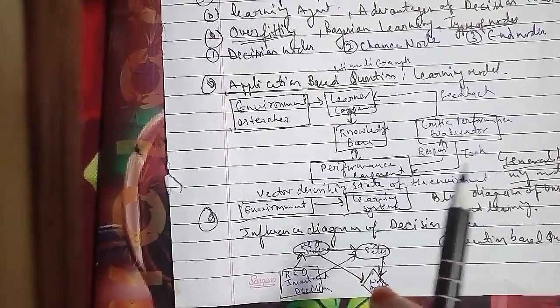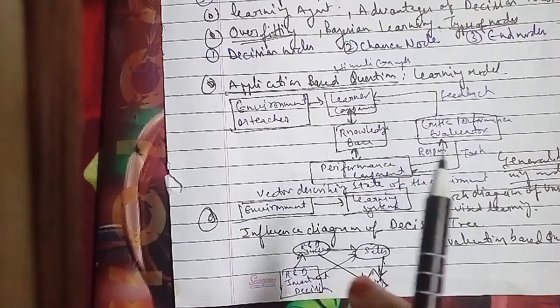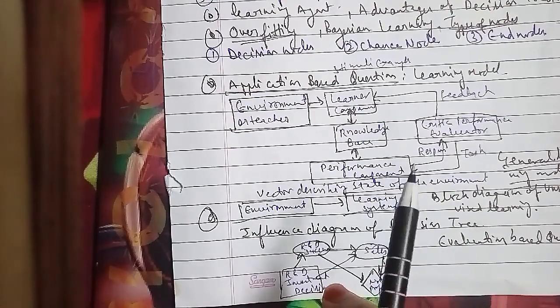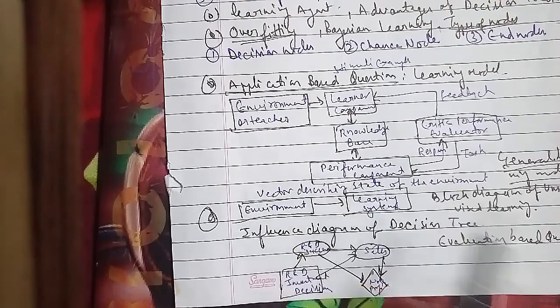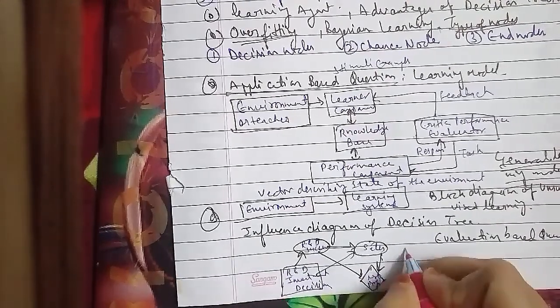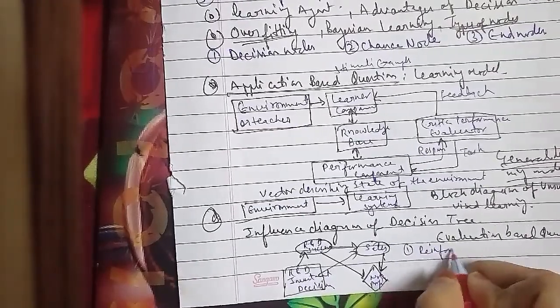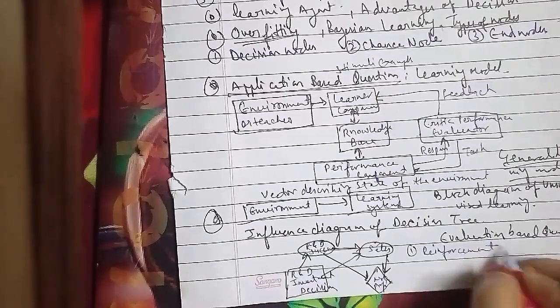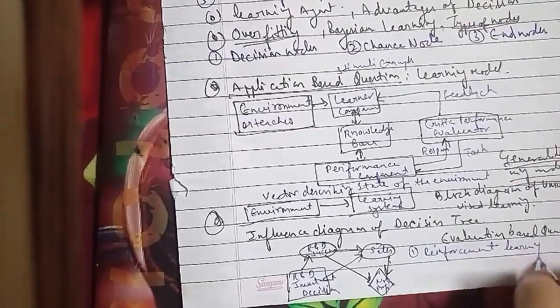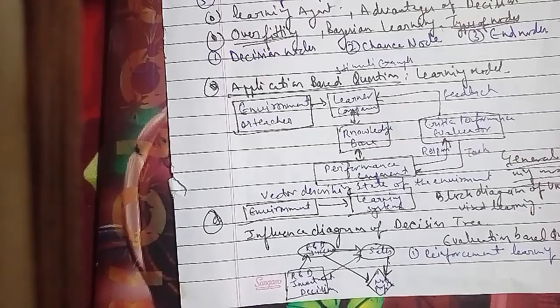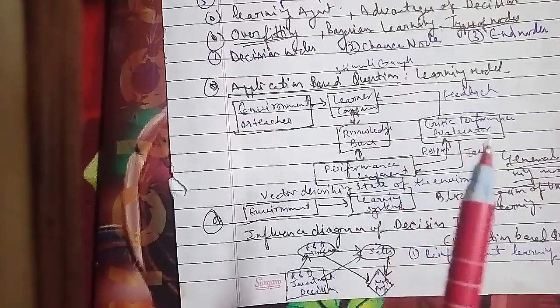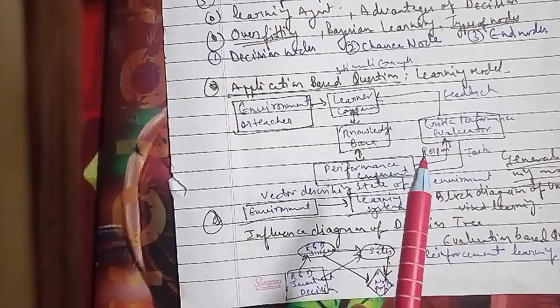Another question is: this algorithm is an efficient iterative procedure to compute the maximum likelihood in the presence of hidden data. Predict the algorithm. We have to predict the algorithm. So for that sake, we have the algorithm, that is your EM algorithm.